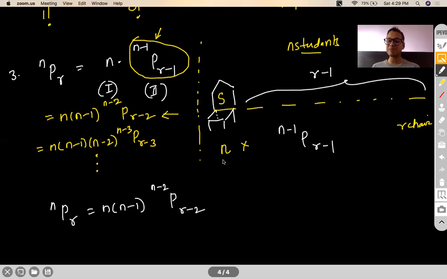So one hot seat can be filled in n ways. The other hot seat can be filled in n minus 1 ways. So the remaining r minus 2 can be filled in (n minus 2)P(r minus 2) ways. And you can keep doing the same thing. Is it fine? All right. I'm moving on to the next page. So if you want to note down this property, please do so.